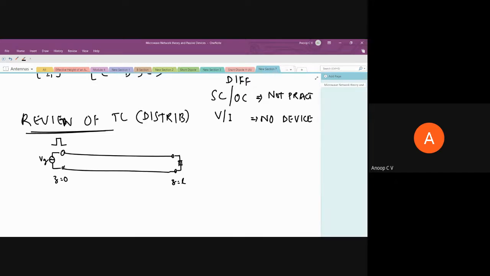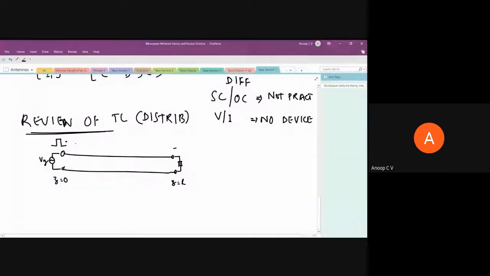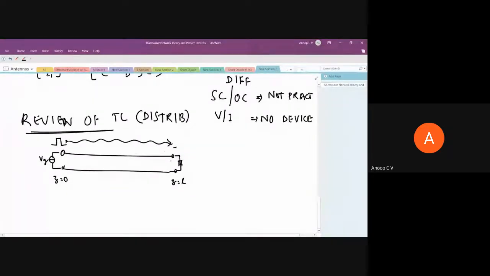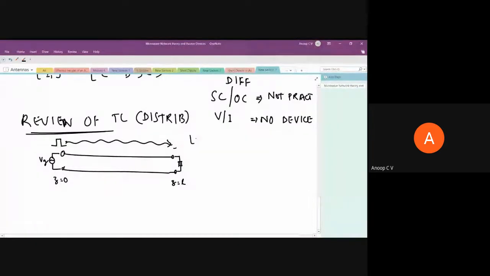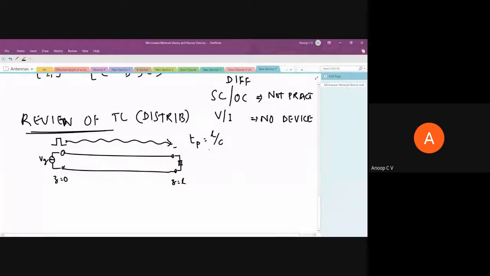Our case of interest is high frequency circuits. So if I give a pulse here, the effect will not be available at this end at the same time. For it to travel this much distance, how long will it take? The propagation time is equal to L by C, where L is the length and C is the velocity with which the effect is traveling. So if you give a small pulse, it will reach here only after some time, L by C.